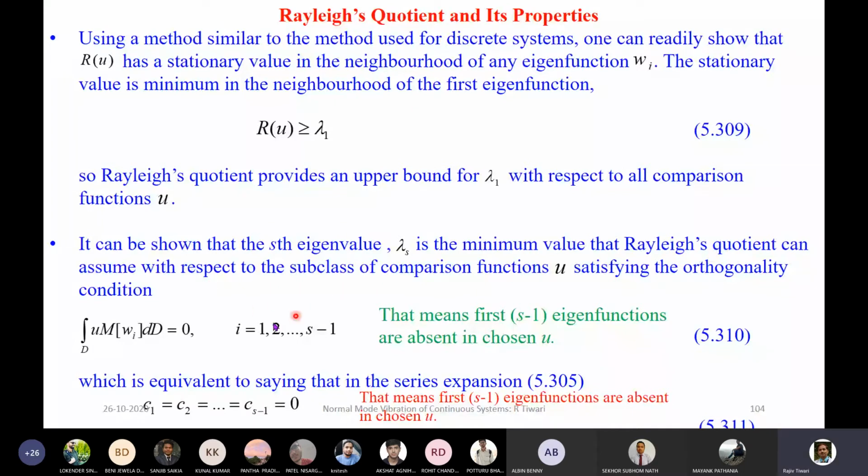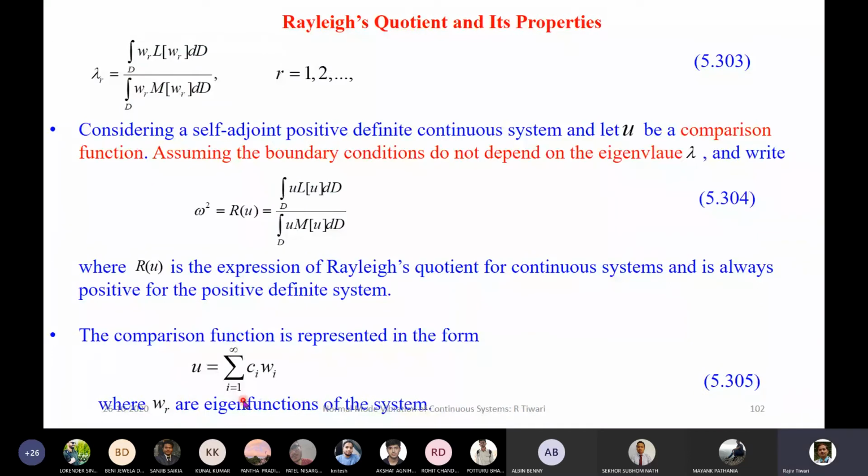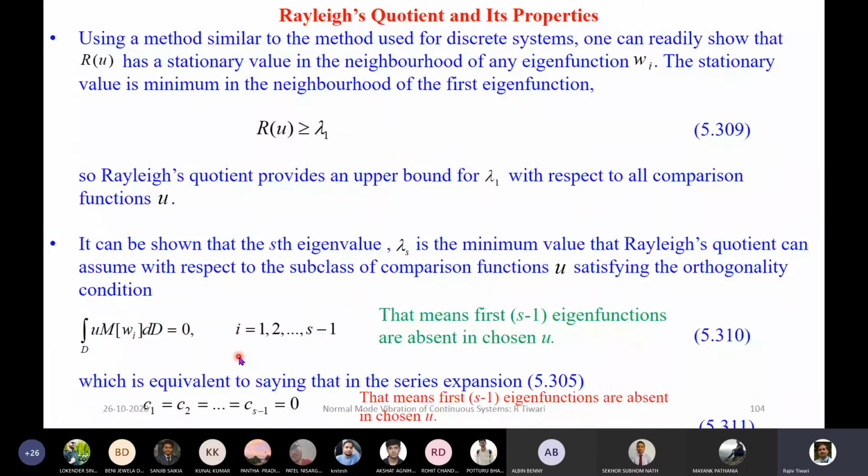Now, as we have done for the discrete system, let us say we are choosing a comparison function which is not containing the first n-1 eigenfunctions. So in the series we discussed earlier, we are not taking i equal to 1 to n-1; we are starting from i equal to n to infinity. That means the first n-1 eigenfunctions are not there.